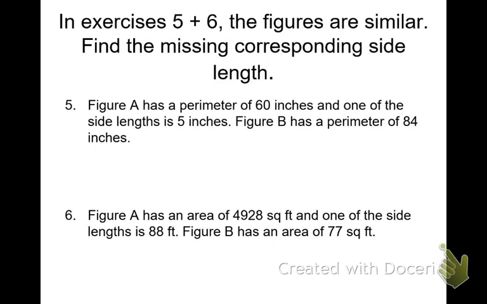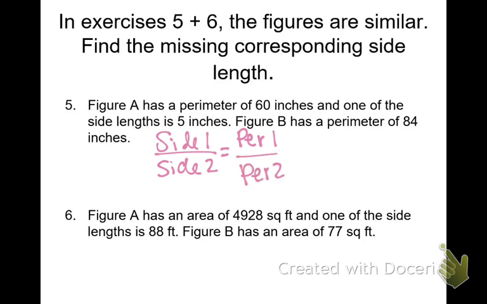Figure A has a perimeter of 60 inches, and one of the side lengths is 5 inches. Figure B has a perimeter of 84 inches. So which of these formulas are we going to use? The perimeter. So we're going to do the side from the first over the side from the second equals the perimeter of the first over the perimeter of the second.